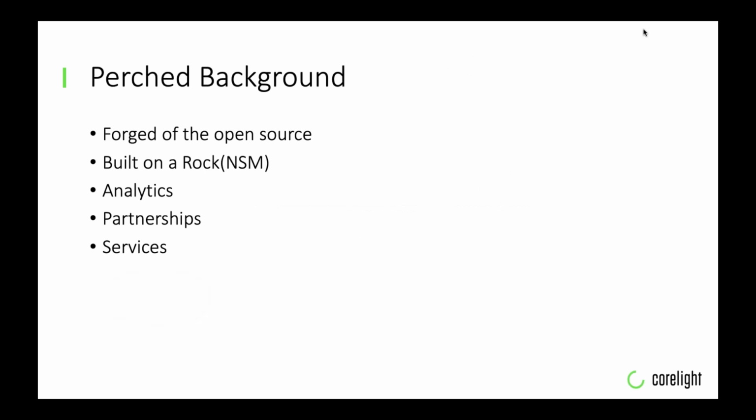Okay, so a little bit about Perched. Forged in the open source. We truly believe at Perched, and it is one of the reasons that we founded the company, in the strength of the open source community and how it is continually able to be a disruptive innovator in a way that closed source software is always kind of trying to catch up with. And so we truly believe in it, and it's one of the reasons that we have gotten really strongly behind the Bro and now Zeek projects.